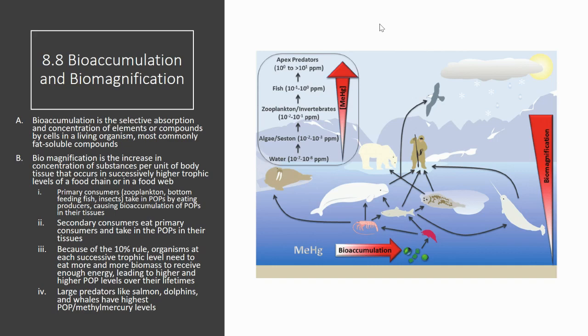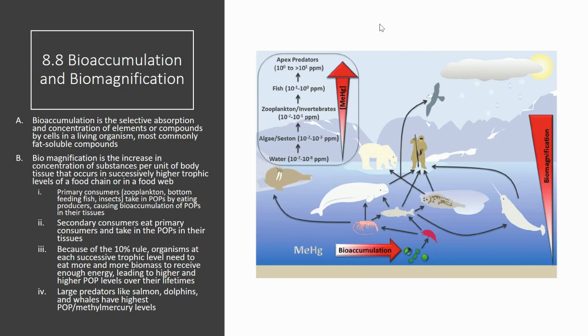Now, we know back from Unit 1, when we talked about food chains, food webs, and the energy pyramid, that primary consumers, especially in aquatic ecosystems, such as zooplankton, bottom-feeding fish, and insects, can take in POPs simply by eating producers such as algae, and that causes bioaccumulation of the POPs in their tissues. Those secondary consumers then eat those primary consumers and take the POPs into their own tissues.